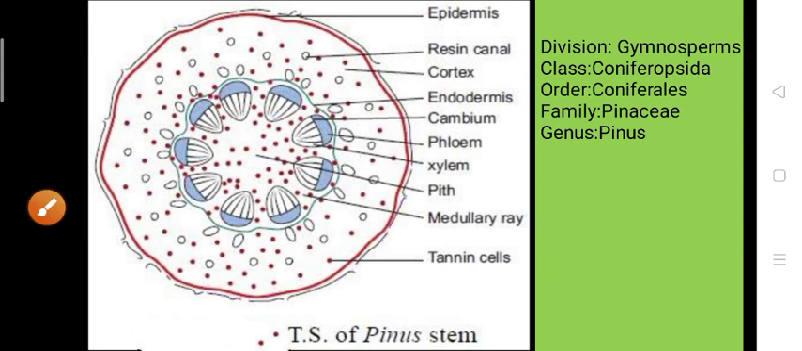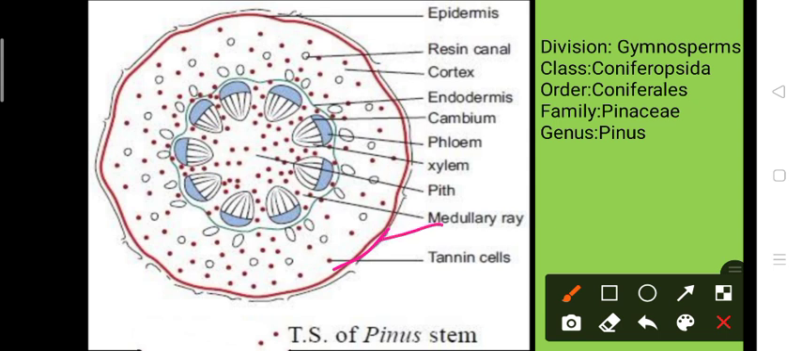Coming to the epidermis, this is the epidermis. It is the outermost layer, 1 cell thick, without any intercellular spaces. This epidermis is covered by a thick cuticle layer on the outer side. This epidermis is the protective layer. It protects the innermost parts. This is about epidermis. Next, cortex.